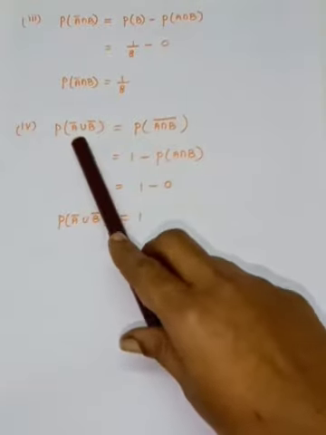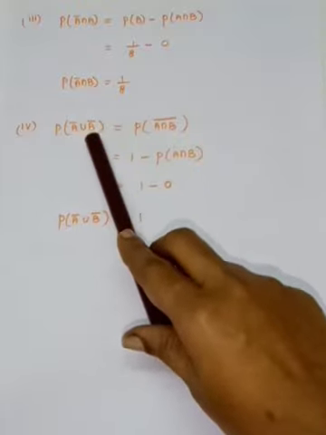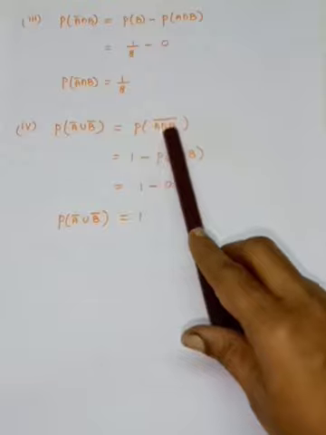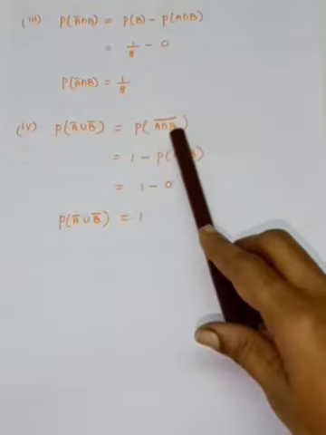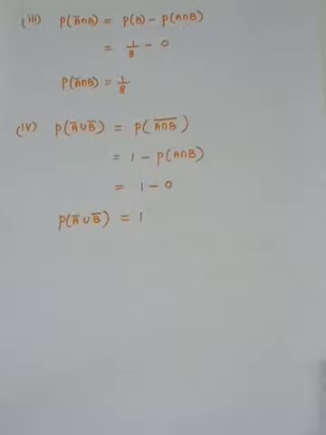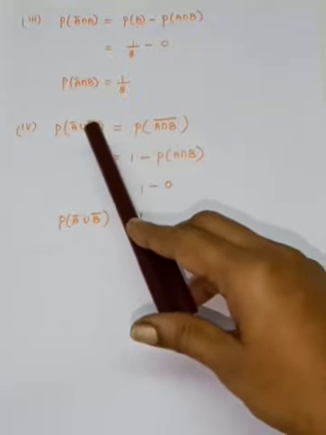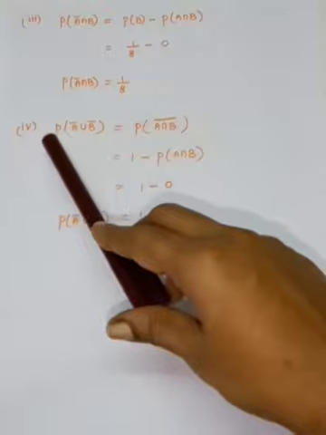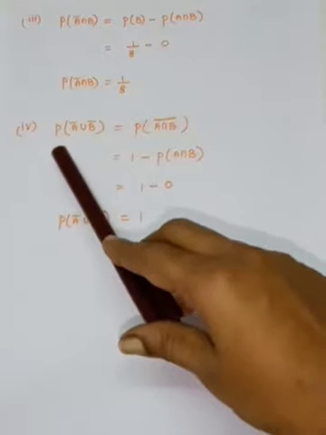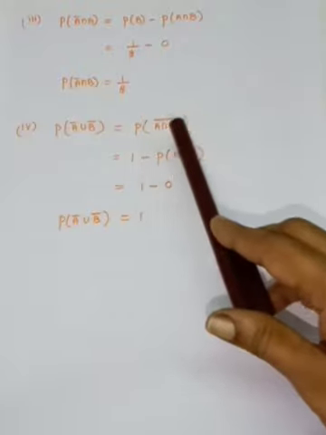Here, P of A bar union B bar. A bar union B bar can be written as A intersection B the whole bar. In set language, we will use De Morgan's law: A bar union B bar can be written as A intersection B the whole bar. Here the probability is added. So the probability of A bar union B bar is equal to the probability of A intersection B the whole bar.